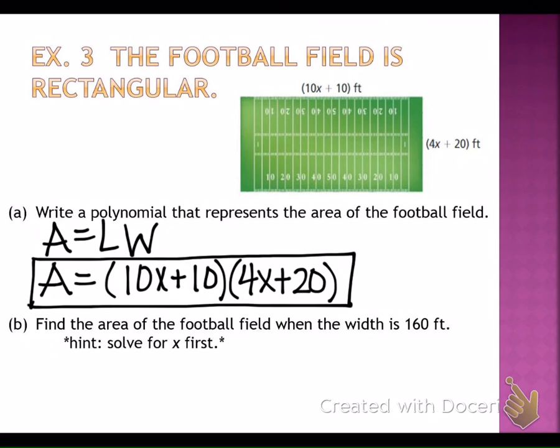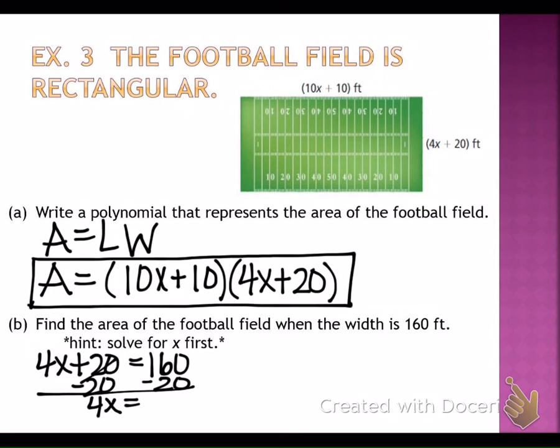160 equals 4x plus 20. There you go. The binomial 4x plus 20 represents the width of the field, and they just told us what that equals. It equals the 160 feet. So what would I do first to solve for x? Subtract 20. Good. I'm going to subtract 20. So that leaves me with 4x equals 140. How do I solve for x? Divide both sides by 4. So what does x equal? 35. And we are going to circle, don't box, because that's not our final answer.